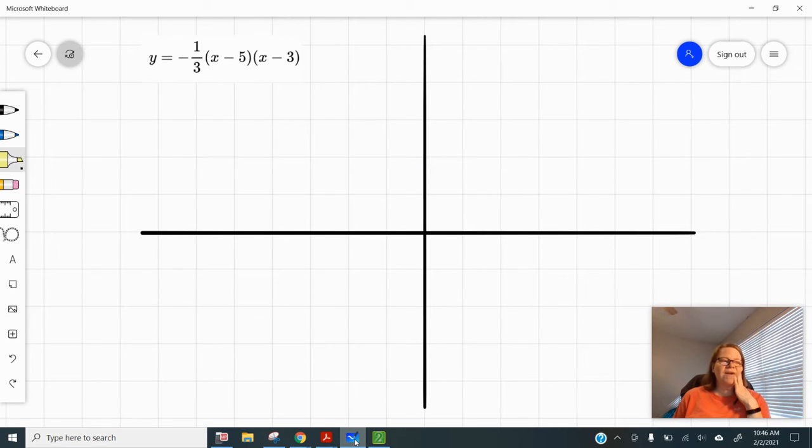Let's take a look at graphing quadratics, but they're in intercept form this time. That's a slightly different way than vertex or standard. It looks different because right off the bat, I don't see that little 2 exponent that says this is squared, this is a quadratic. We don't see that, so it looks different.